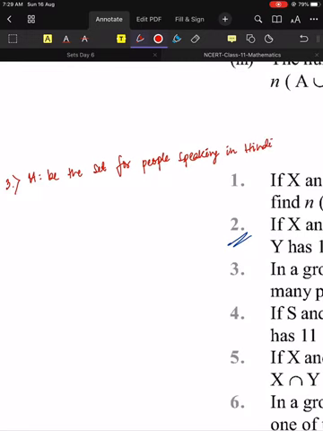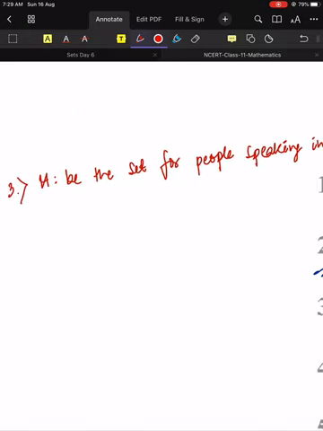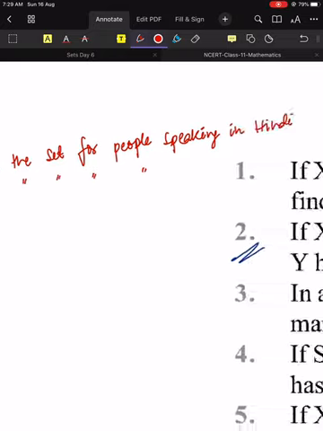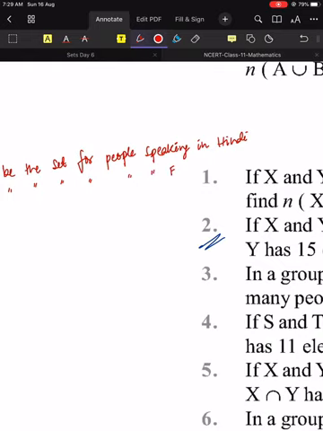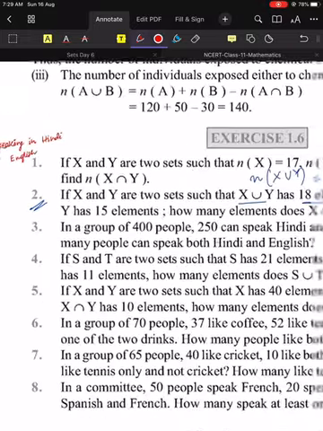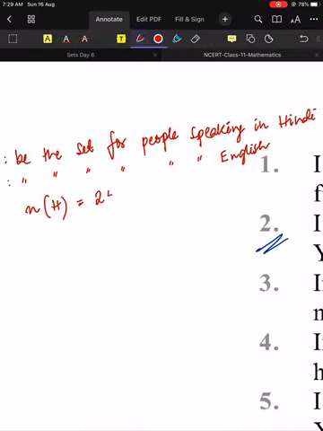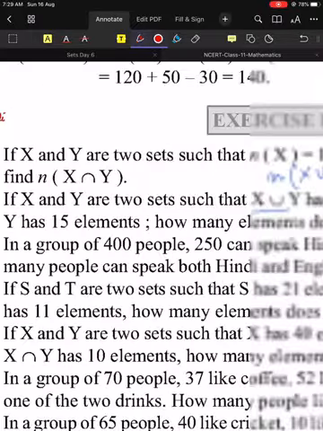And what was the other one? Hindi and English. So we'll write E as the set of people speaking English. Now if these are true, can anybody tell me what is n(H)? Number of people speaking Hindi. So how many is that? It's 250. And n(E) is equal to what? Number of people speaking English, so that is 200. Am I clear? So this one we have.